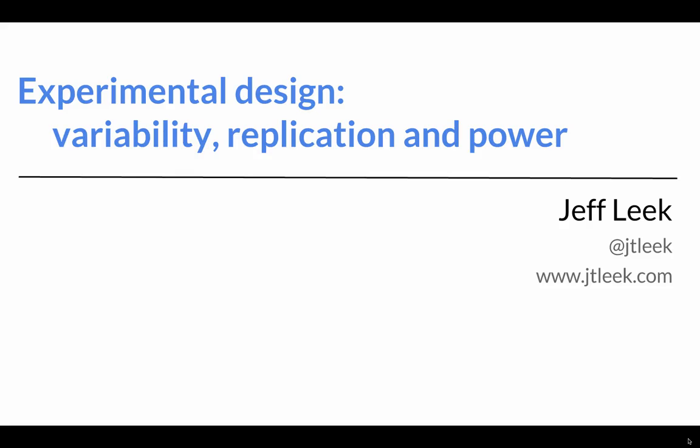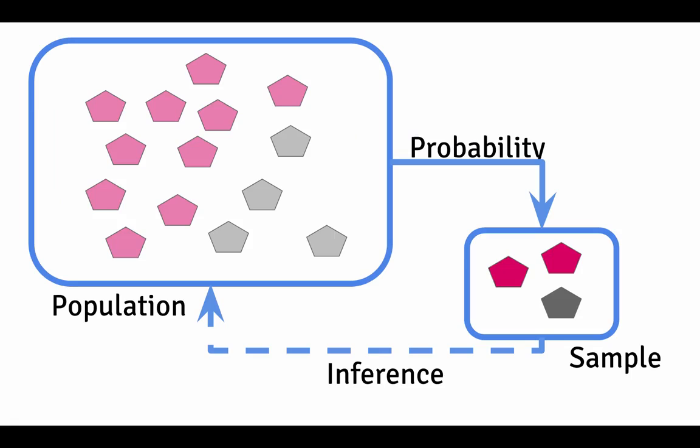One of the most fundamental concepts in statistics for genomics, or really statistics for anything, is experimental design. So here we're going to talk about three of the key ideas: variability, replication, and power. So the first thing to keep in mind is the central dogma of statistics.